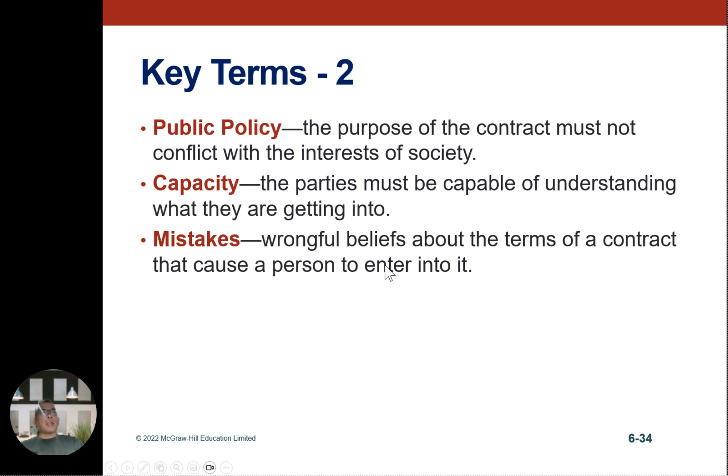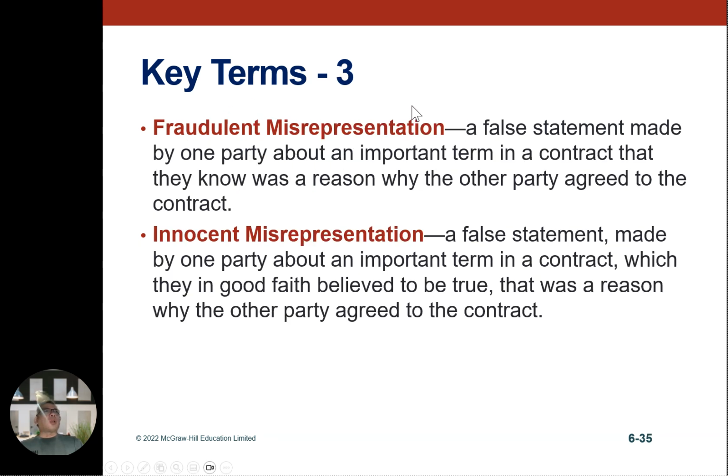Mistake is a wrong belief about the terms of a contract that causes a person to enter into it. Fraudulent misrepresentation is a false statement made by one party about the important terms of a contract that they know to be false, and that was the reason why the other party agreed to the contract. Innocent misrepresentation means a false statement made by one party about the important terms of a contract which they in good faith believe to be true, and that was the reason why the other party agreed to the contract.